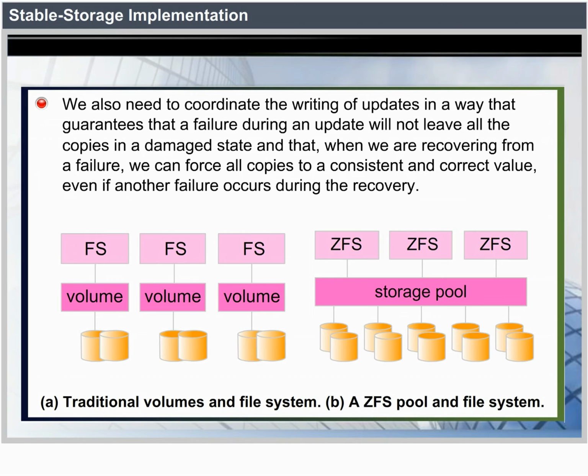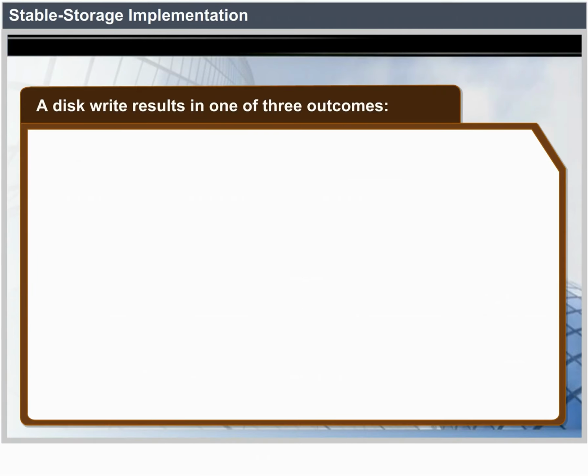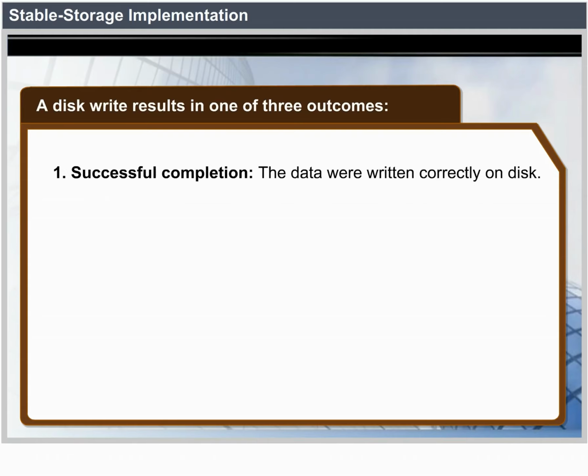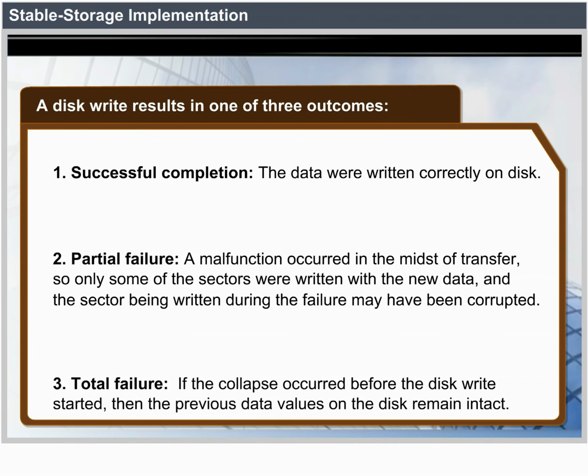A disk write results in one of three outcomes: successful completion, the data were written correctly on disk; partial failure, a failure occurred in the midst of transfer, so only some of the sectors were written with the new data, and the sector being written during the failure may have been corrupted; total failure, the failure occurred before the disk write started, so the previous data values on the disk remain intact.